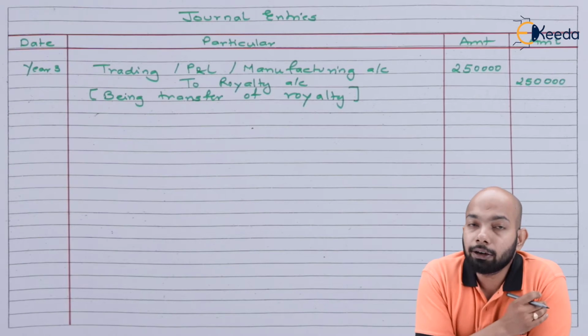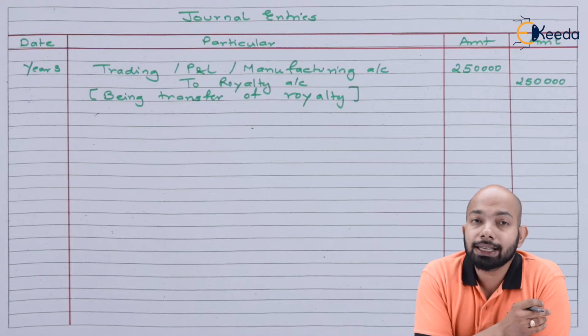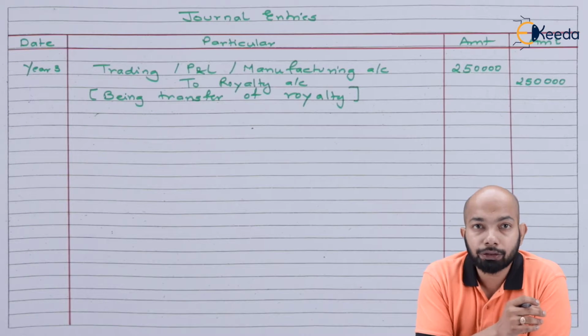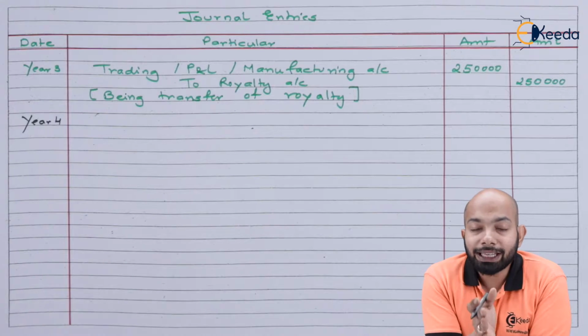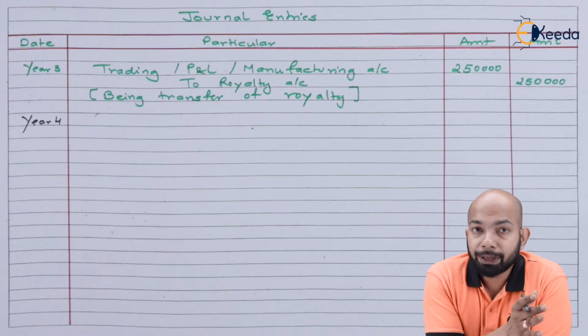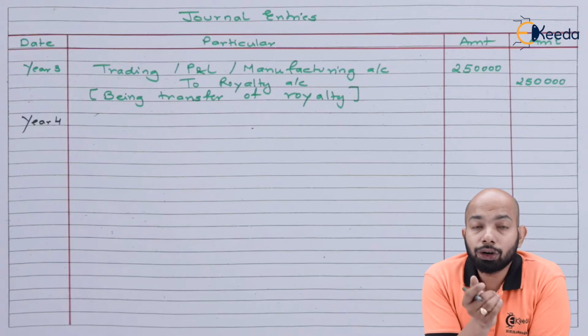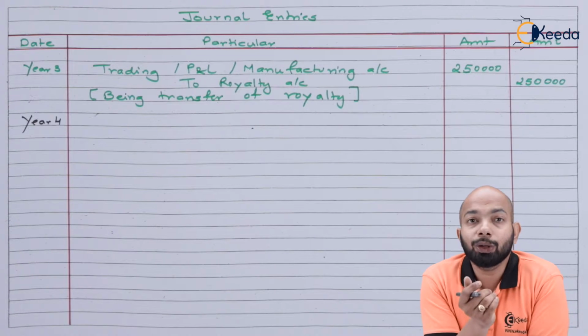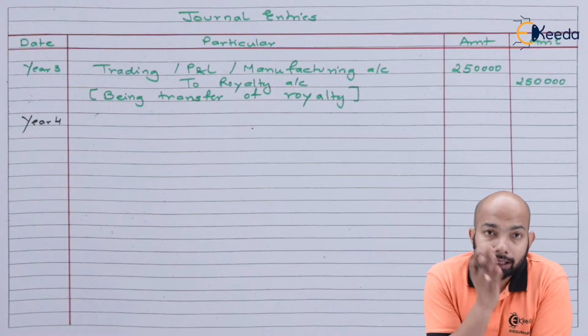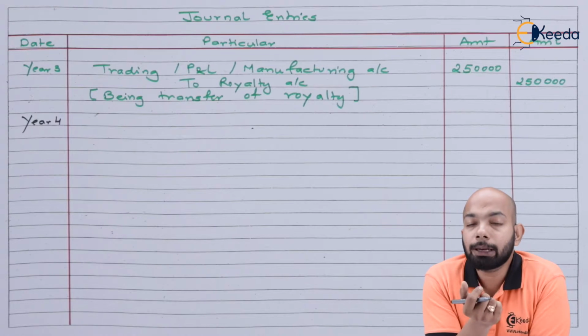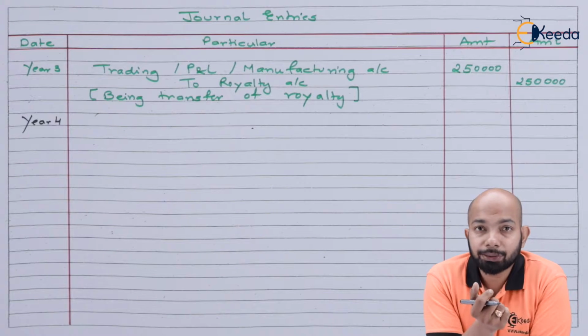Now we'll go on to year 4 with the transfer entries and the journal entries related to year 4. So the first entry will be the amount of royalty payable. Again here the short working will be on the credit side because here the royalty earned is more than the minimum amount of rent due.